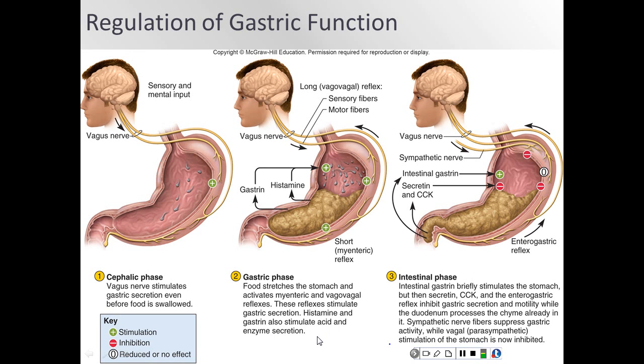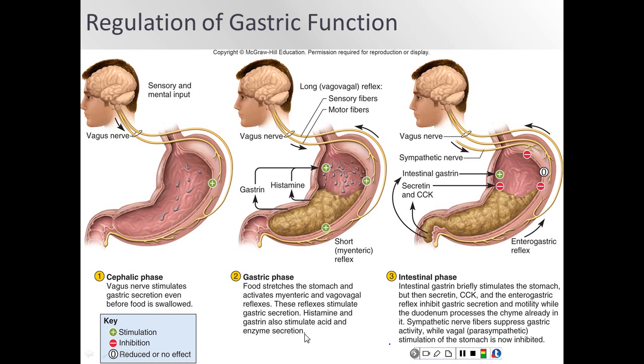Now, as dietary protein is digested, so as we eat the protein, it's broken down into smaller peptides and amino acids, which are going to directly stimulate those G cells to secrete more gastrin, giving us a positive feedback loop.